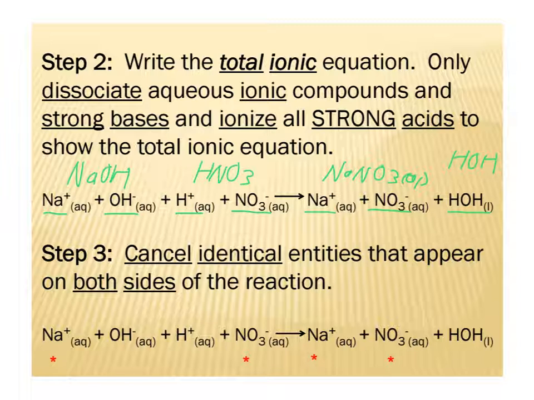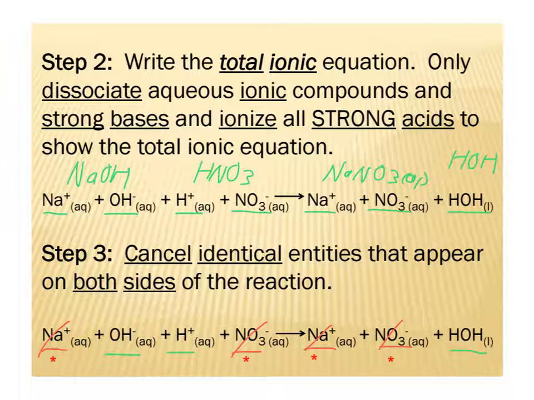And then our next step is to cancel any identical entities, any identical compounds or ions that appear on both sides of the reaction. So we notice that we have sodium on our left and sodium on the right. There's 1 mole of each, so they're both canceled out. Then we notice that we have nitrate on the left and nitrate on the right, 1 mole of each, so they're canceled out, leaving us with hydroxide and hydrogen ion on the reactant side and water on the product side.